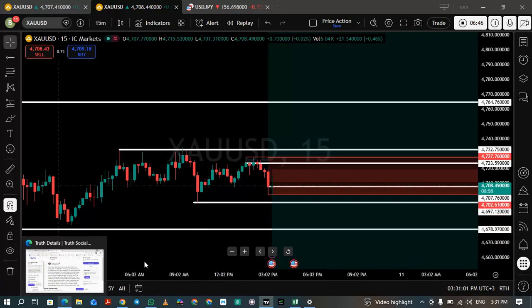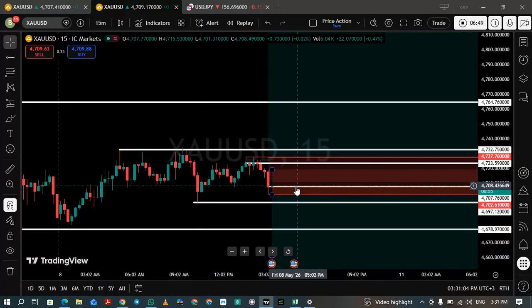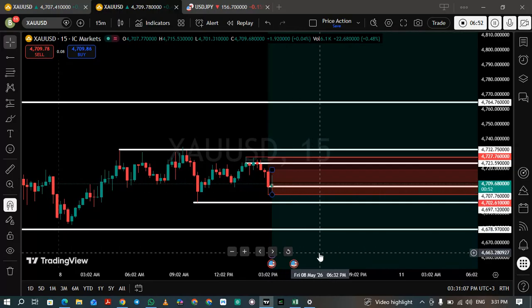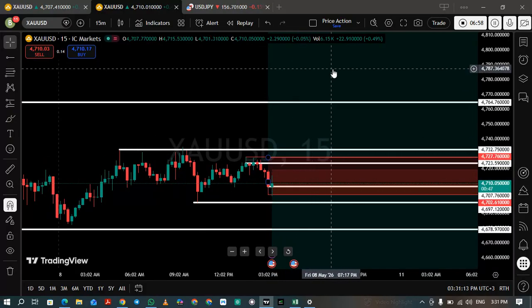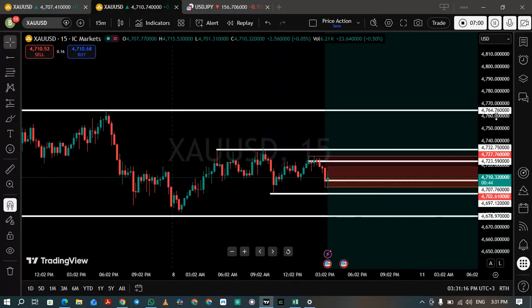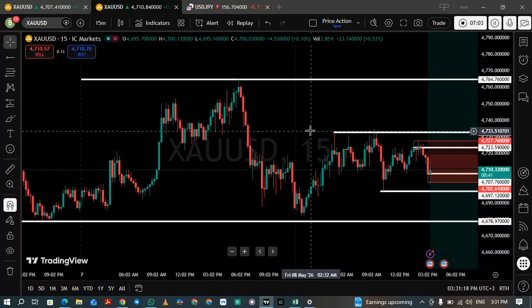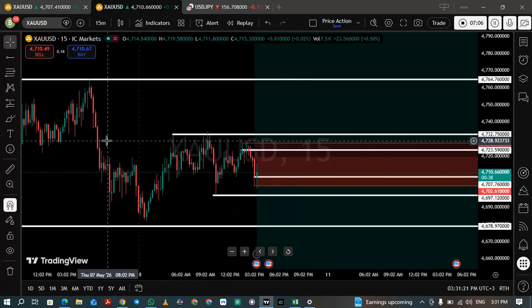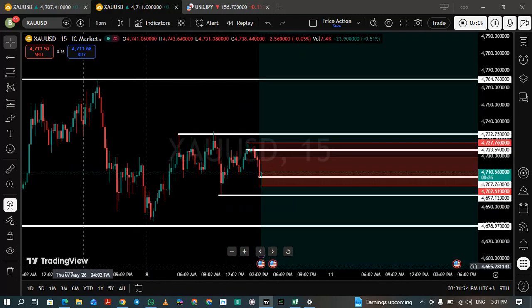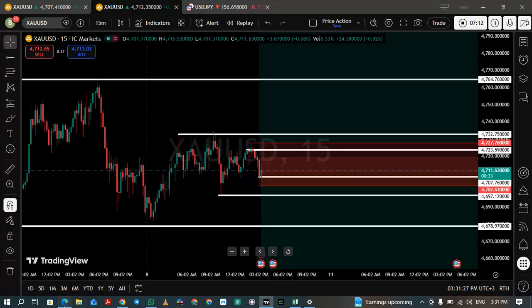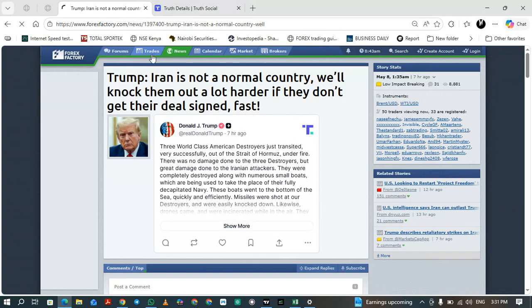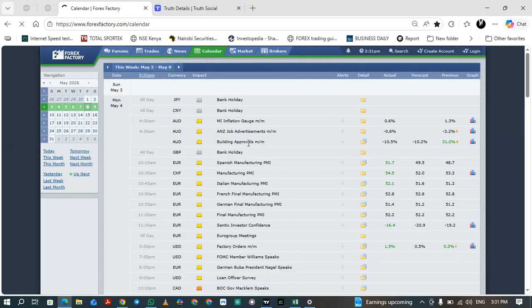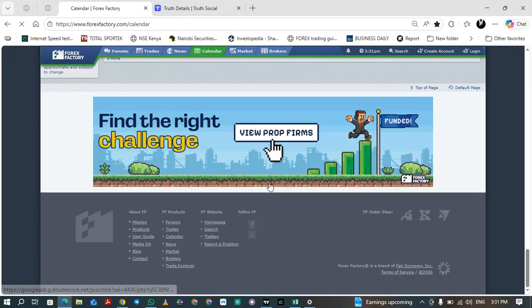If the data comes out good for the dollar, that is green, we're going to be selling. If it comes out bad for the dollar, that is red, we are going to be buying. So let's see what the data is.